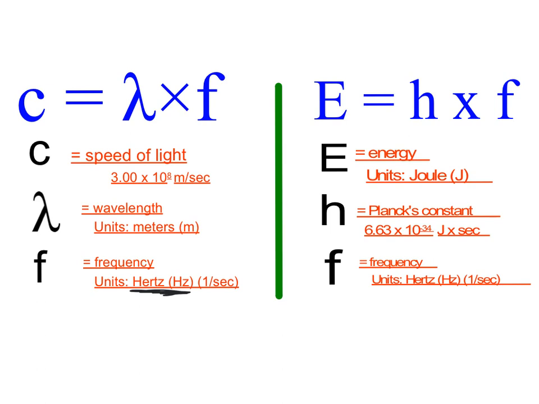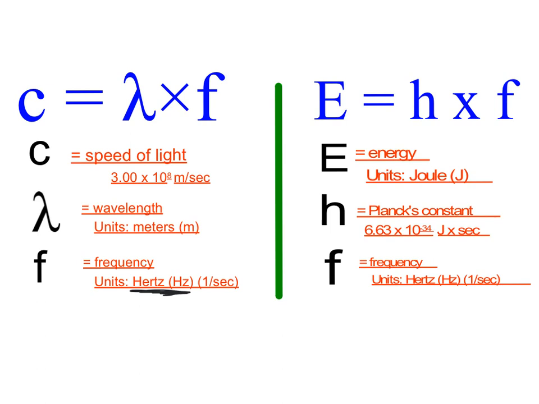We will give you both constants. Don't memorize them, please. We will give you that C is 3 times 10 to the 8th. We'll give you that H is 6.63 times 10 to the negative 34. Last but not least, you have frequency again. F, still measured in those units of hertz, inverse seconds.